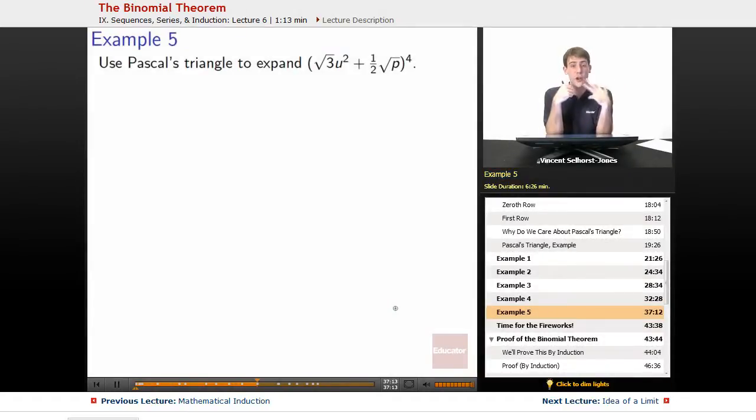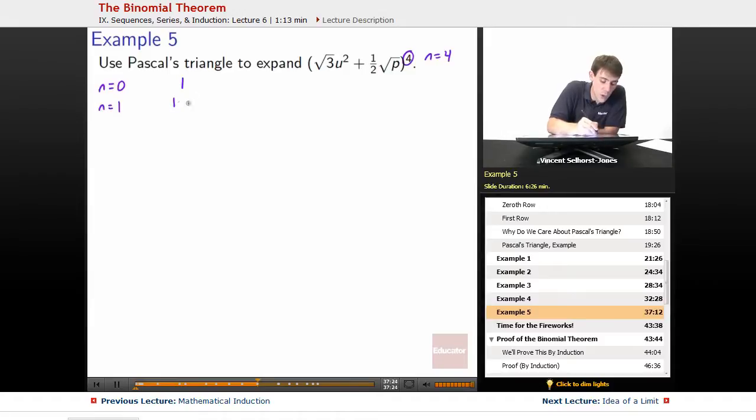Plus 1/2 root p to the 4th. So at this point, what is our n? Our n equals 4, so we need to get down to the n equals 4 row. We start at n equals 0: 1. n equals 1: 1, 1. n equals 2: 1, 2, 1. n equals 3: 1, 3, 3, 1. n equals 4.